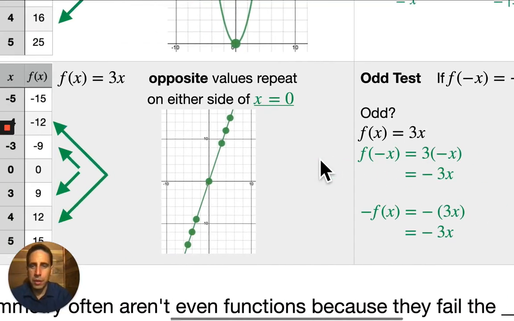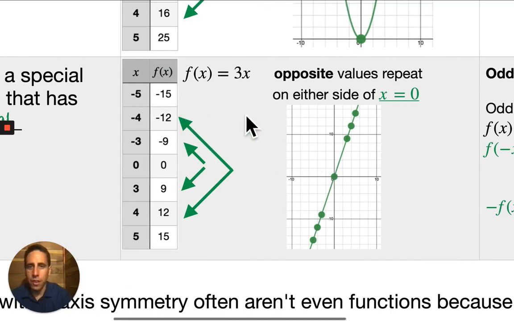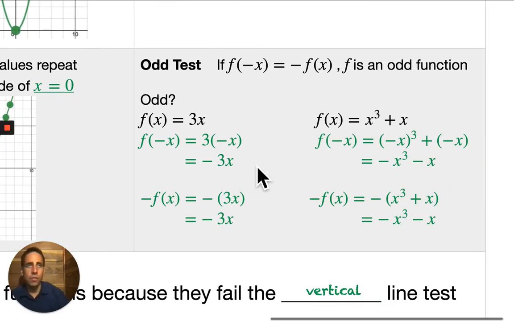But sometimes it's difficult to produce a graph, and sometimes it's even more difficult to produce a reliable table. So in that case, you need to use the algebraic test. If f of negative x is equal to negative f of x, then f is an odd function. What does that mean? Well, let's start with f of x is equal to 3x.